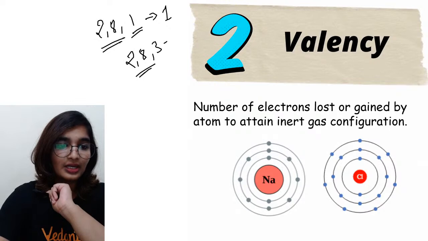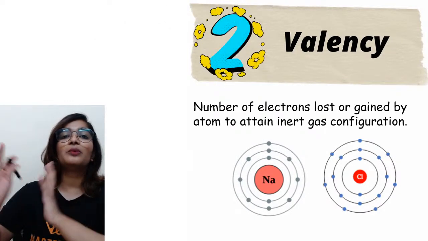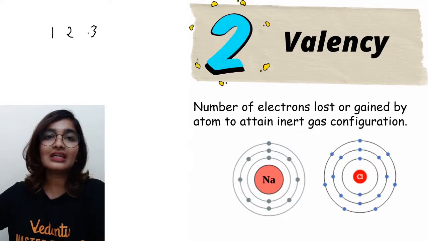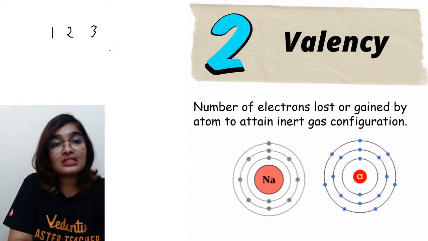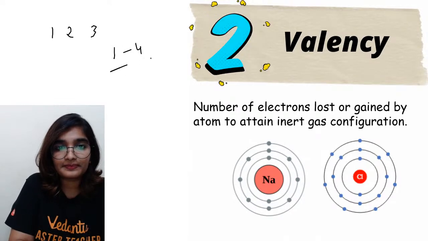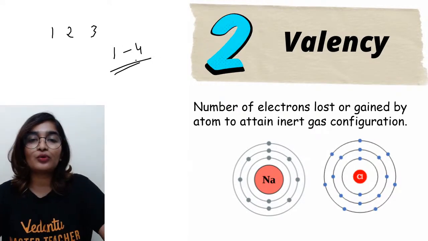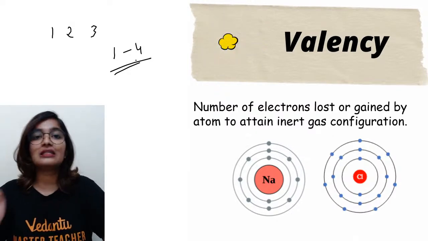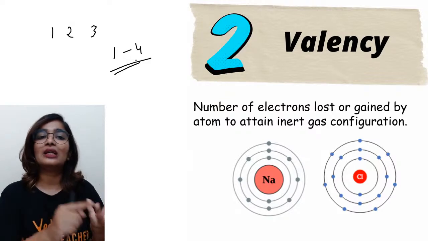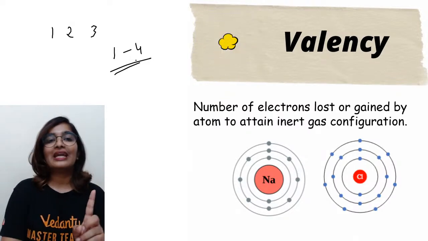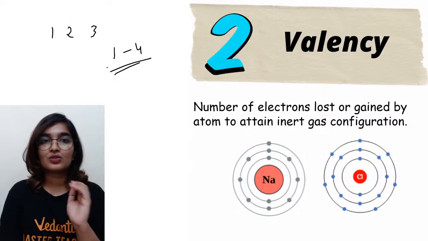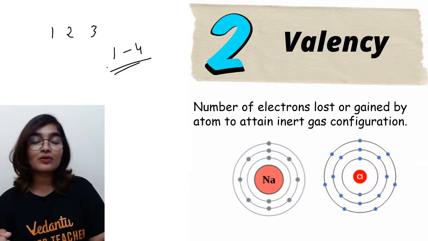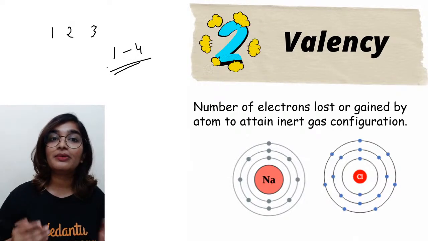Because see, how does the valency vary? I'll tell you. Now we know how the valence electron varies. So it is 1, 2, 3, 4. The number of valence electrons is increasing. For 1 to 4 valence electrons, the valency will be the same. That is, the number of valence electrons will be the valency. So in sodium, there is 1 valence electron, so valency will be 1. In calcium, there are 2 electrons in its valence shell, so its valency will be 2.